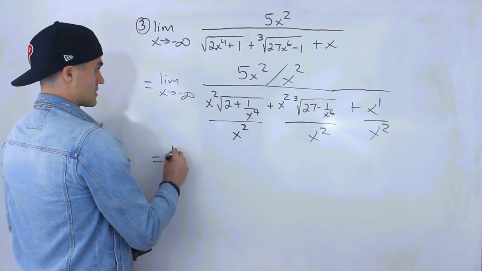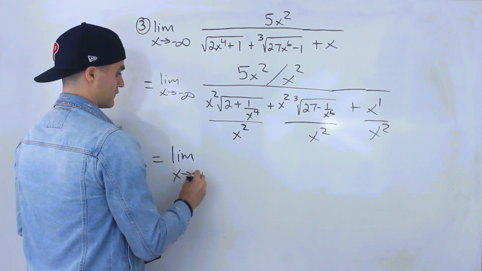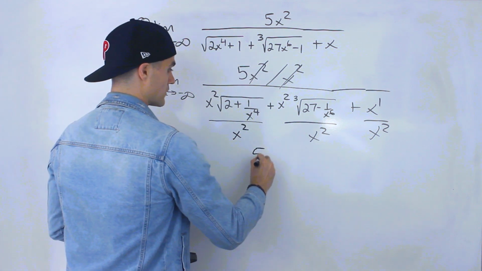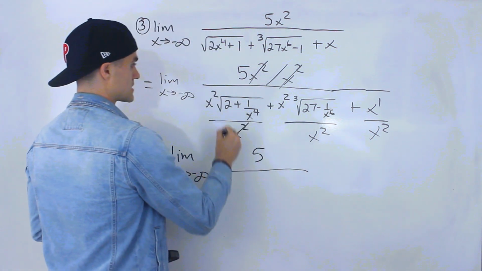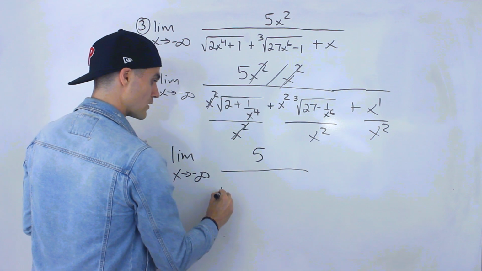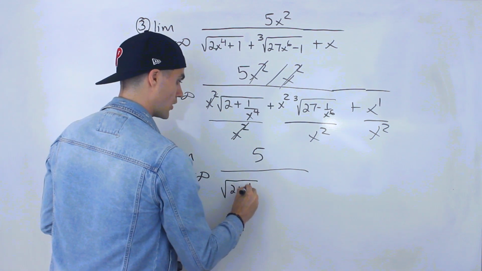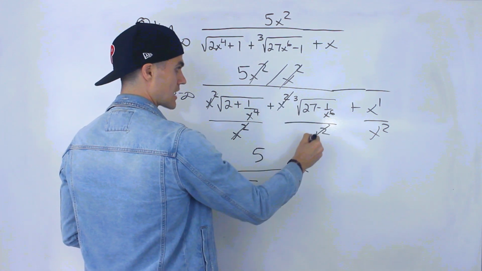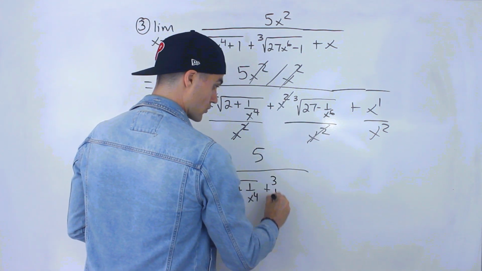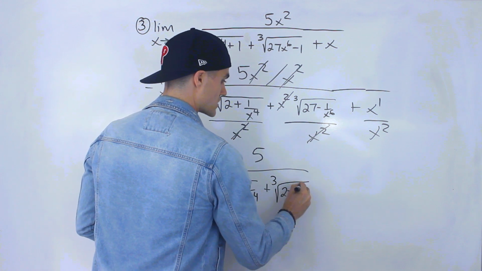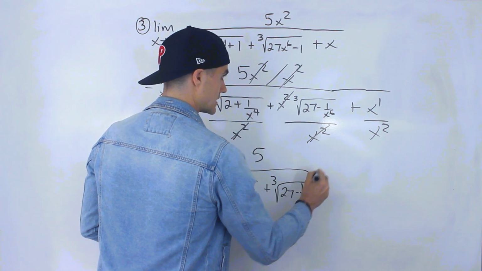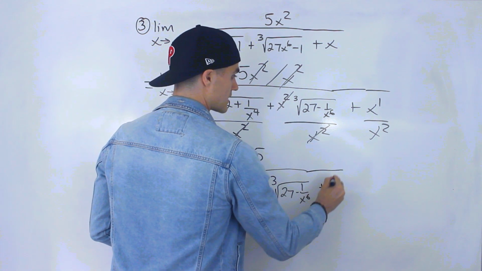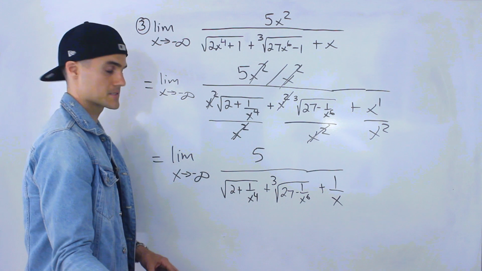And now what happens is we can simplify this. Notice this cancels out, so we're just left with a 5 up top. Notice this and this cancel out, so here we'd be left with square root of 2 plus 1 over x to the 4, plus this and this cancel out, the third root of 27 minus 1 over x to the 6, and then this and this, x over x squared, that simplifies to 1 over x.